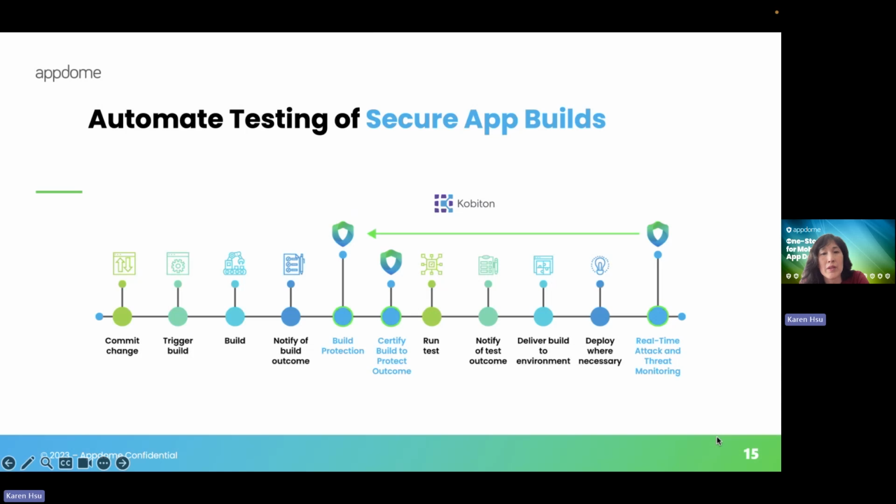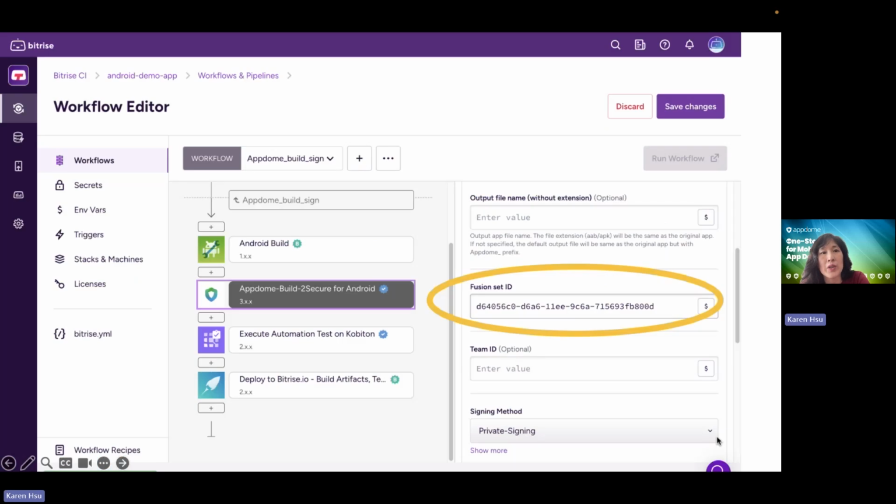And with the same concept of plugins, Appdome has an integration with Cobaton so that after the remediation is done, after the security protections have been automatically added to the app, Cobaton can be used to run the automation for the testing of the secured app. And we'll show you how this works.